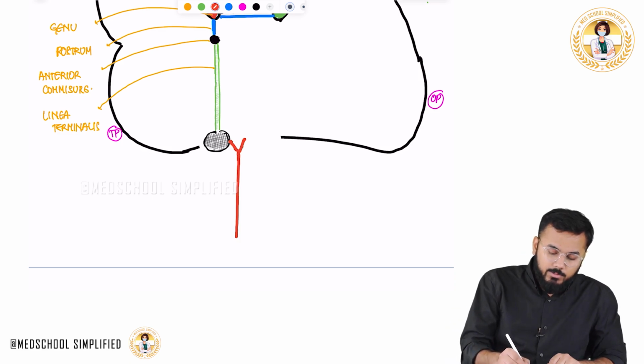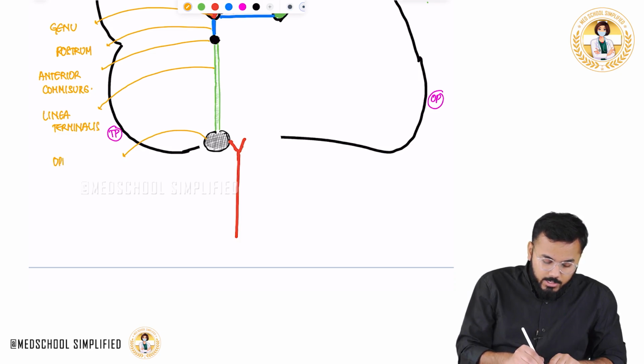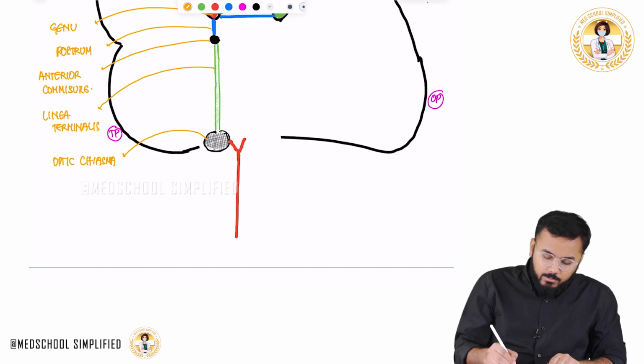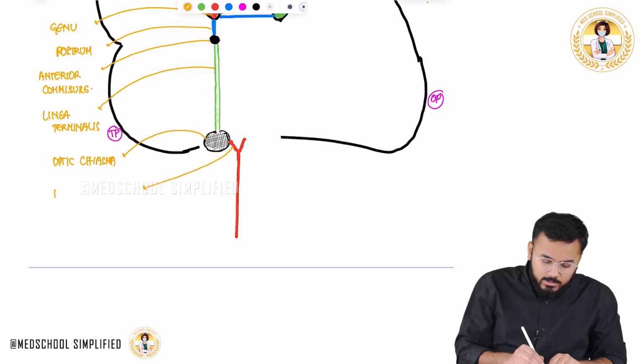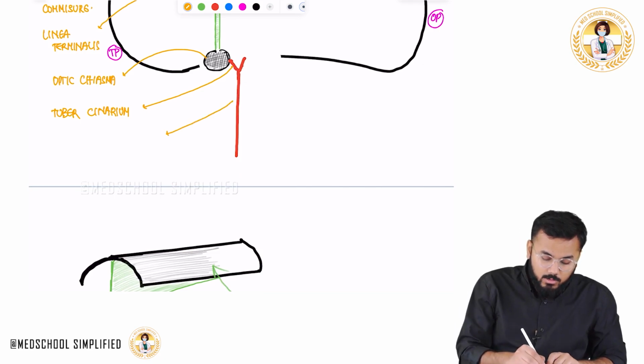So first of all let me write down these things. This one over here is called your optic chiasma. Behind the optic chiasma, this is called the tuber cinereum. Behind this what do we have? This is called the pituitary stalk. We can also call this pituitary stalk the infundibulum.